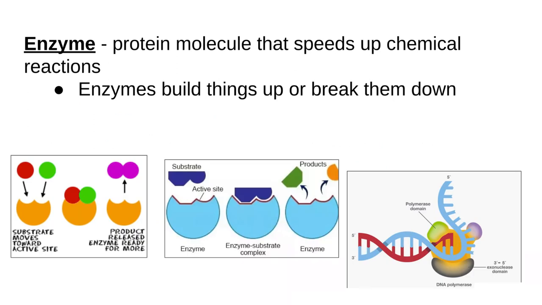So enzymes build things up or break them down. We've learned about some enzymes. Helicase unwinds DNA. Polymerase makes a new strand of DNA. We have some examples down here in pictures. In this example, we have two of these different colored circles, and they're going to be connected together with the help of this orange enzyme. So that would be building something. In this picture, we've got a dark blue molecule, and it's broken apart into two things using this enzyme.